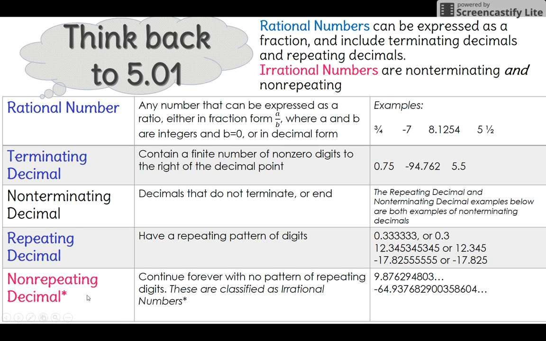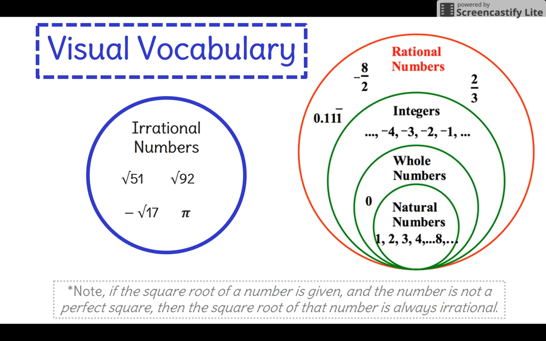A non-repeating decimal continues forever with no pattern of repeating digits. These are classified as irrational numbers. So a non-repeating, non-terminating decimal is called an irrational number. An irrational number is a number that cannot be written as a fraction. You guys should love that since you hate fractions. So ta-da! Irrational numbers are numbers that cannot be written as a fraction.